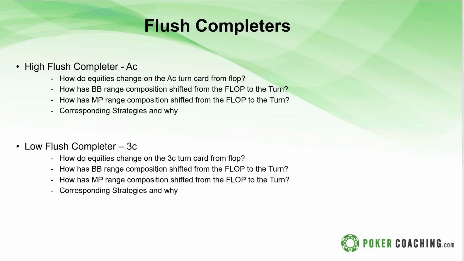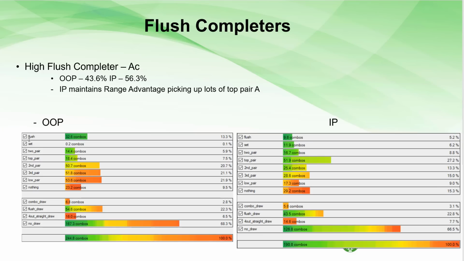All right, so I have some people saying in position equity ranges, MP equity increases. High flush completer, out of position, low flush completer, in position has an advantage. MP gets a boost. All right, so on the ace of clubs, the in position player gets a big range advantage. The out of position player's equity on the ace of clubs is 43%, and the in position player has a 56% range advantage. Why is this?